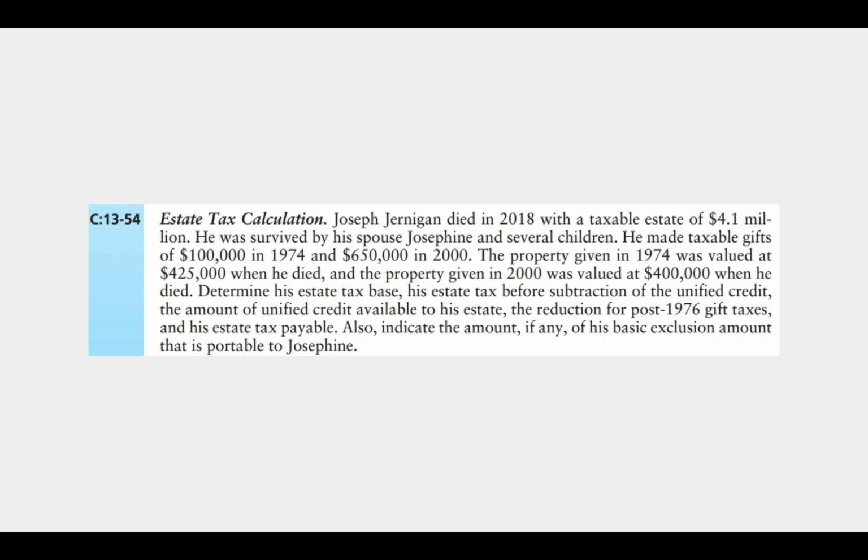Determine his estate tax base, his estate tax before subtraction of the unified credit, and the amount of the unified credit available to his estate, the reduction for post-76 gift taxes, and his estate tax payable. Also indicate the amount, if any, of his basic exclusion amount that is portable to Josephine.